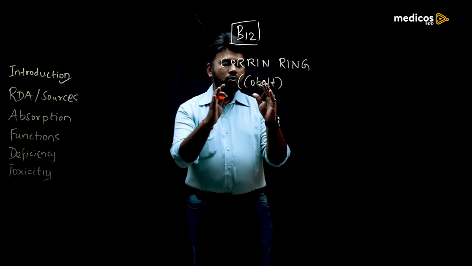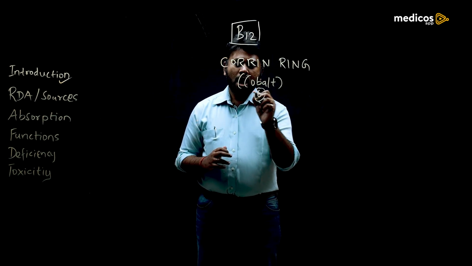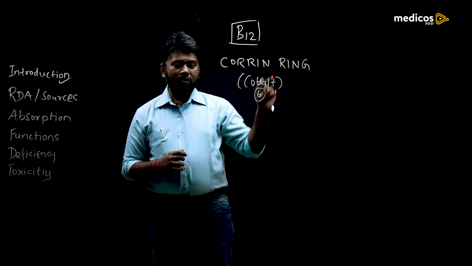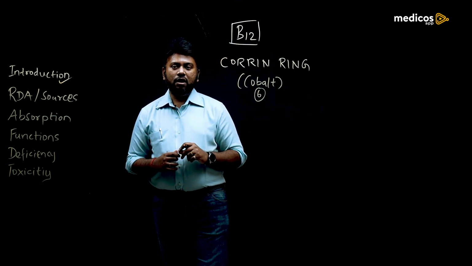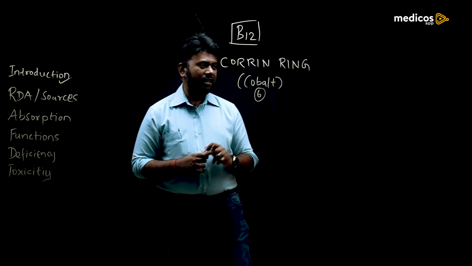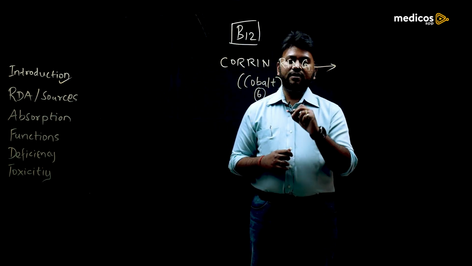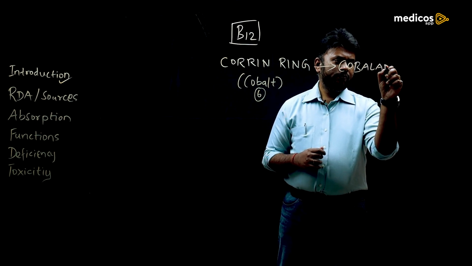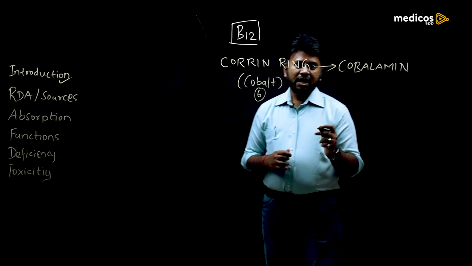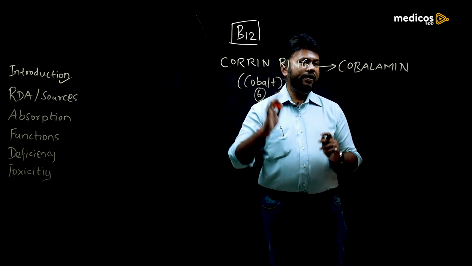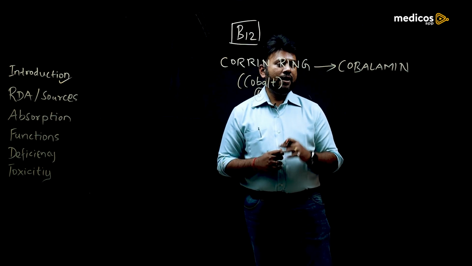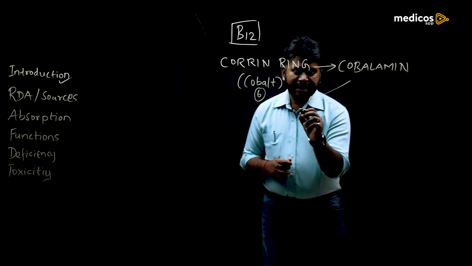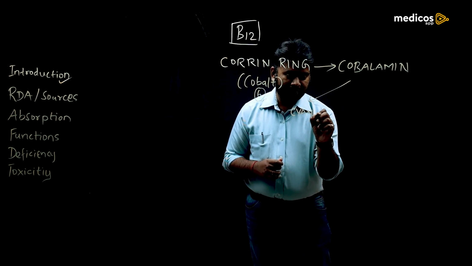Now the valency of this cobalt is 6. Out of this 6 valency, 4 valencies will be bound to the 4 pyrrole rings of the tetrapyrrole ring. Now to the 5th valency, if you attach a benzimidazole ring, then the corrin ring is converted to cobalamin. Now to the last valency, the 6th valency, if you attach a cyanide group, then it becomes cyanocobalamin.